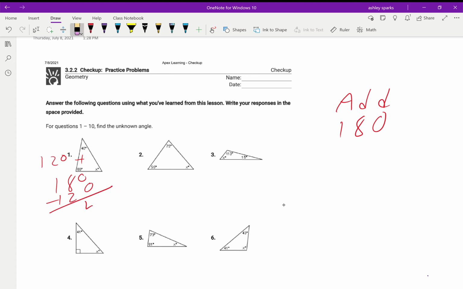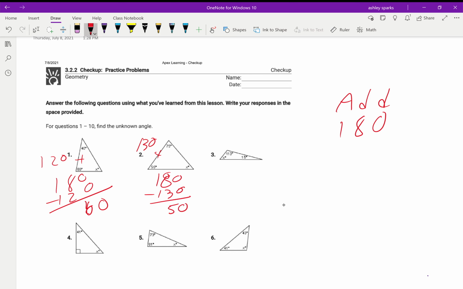This works for any of these problems. You can just simply add together your given two and subtract from 180. So here, I would add these two together. 75 plus 55 would give me 130. So I do 180 minus 130, which is 50 for an answer.